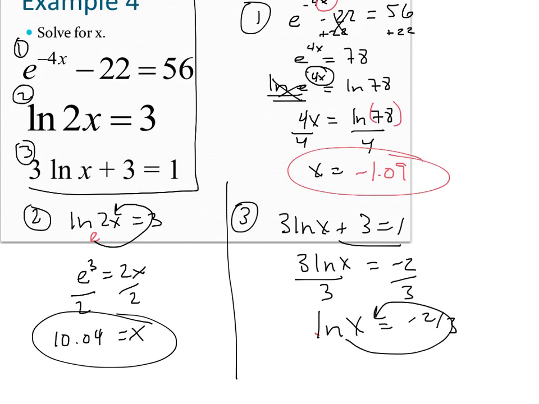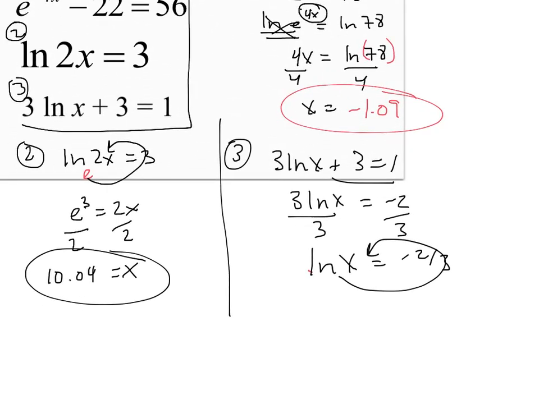And then I'm going to convert. I convert it to exponential form. I get e to the negative 2/3 is equal to x. I can simplify that by using my calculator, and I get 0.51. That's pretty much it for chapter 6-7. A lot of the ideas mesh with 6-6 and 6-7, so it's a lot of the same skill over and over again.